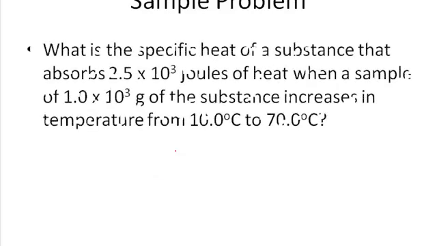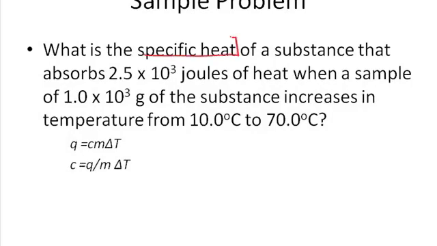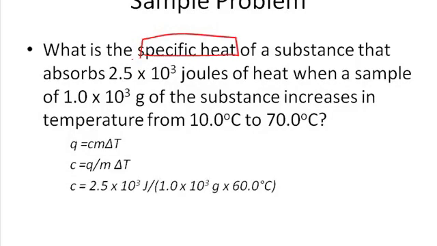Here's another sample problem. What is the specific heat of a substance that absorbs 2.5 times 10 to the third joules of heat when a sample of 1.0 times 10 to the third grams of the substance increases in temperature from 10 to 70? Again, we start off with the basic formula. We manipulate the formula to solve for the variable that we want. In this case, it's specific heat again. We plug in the numbers and we solve, and we get that as our answer.